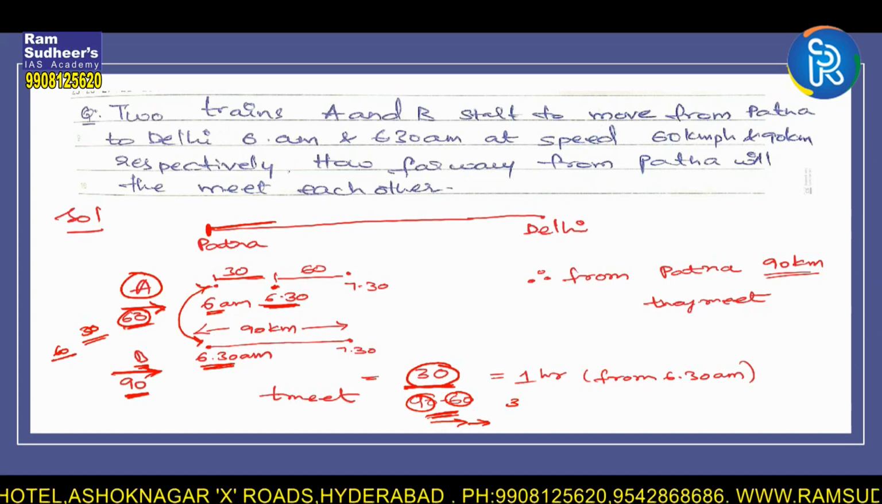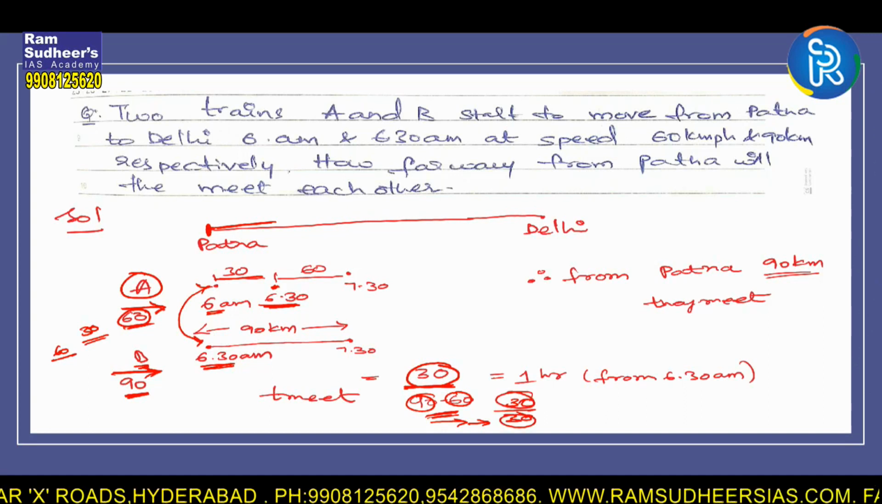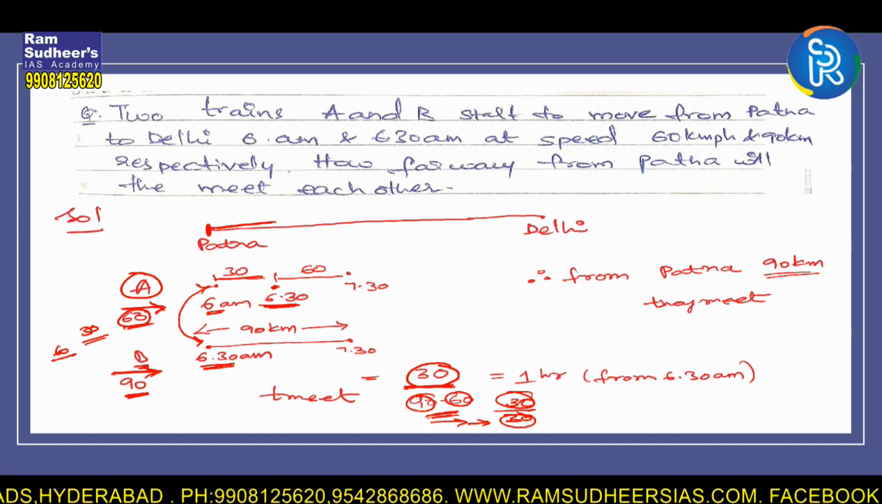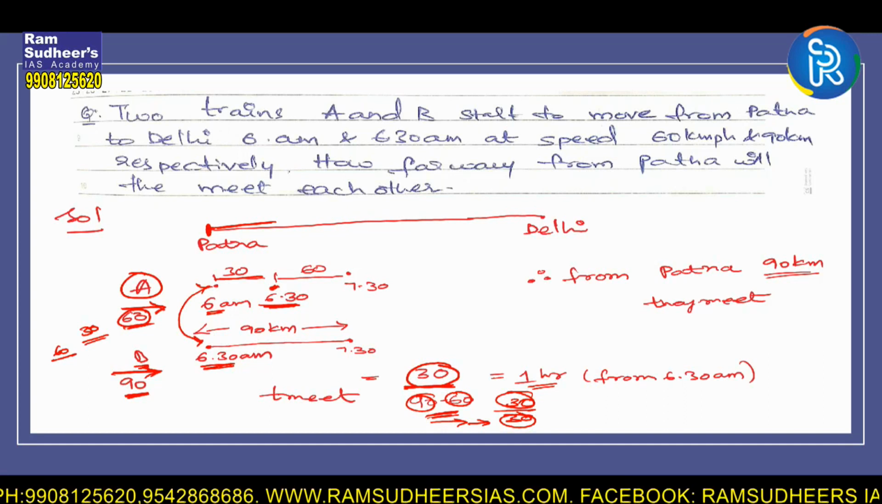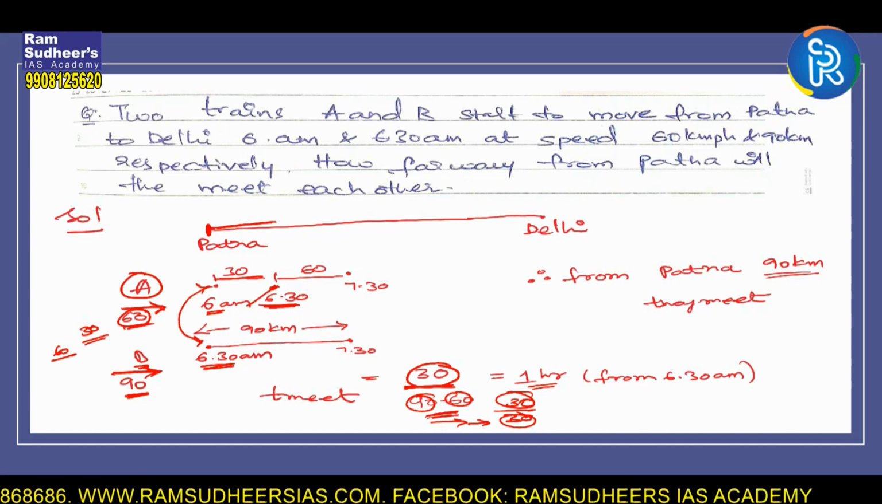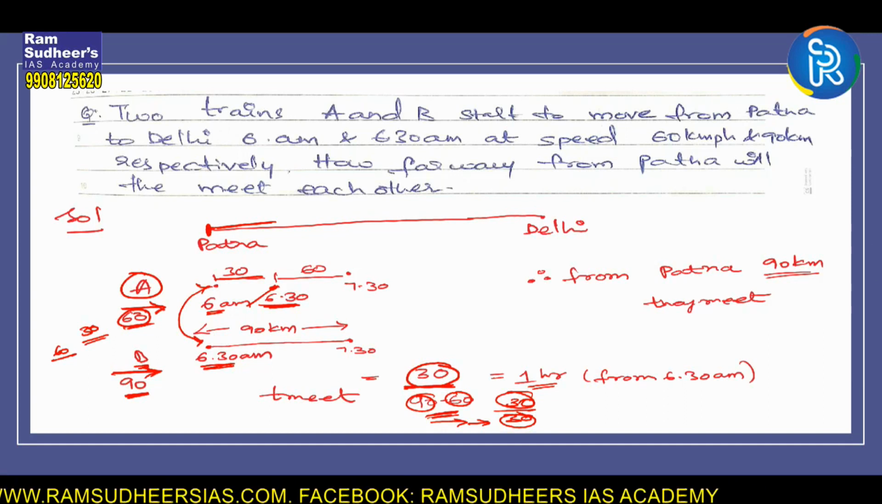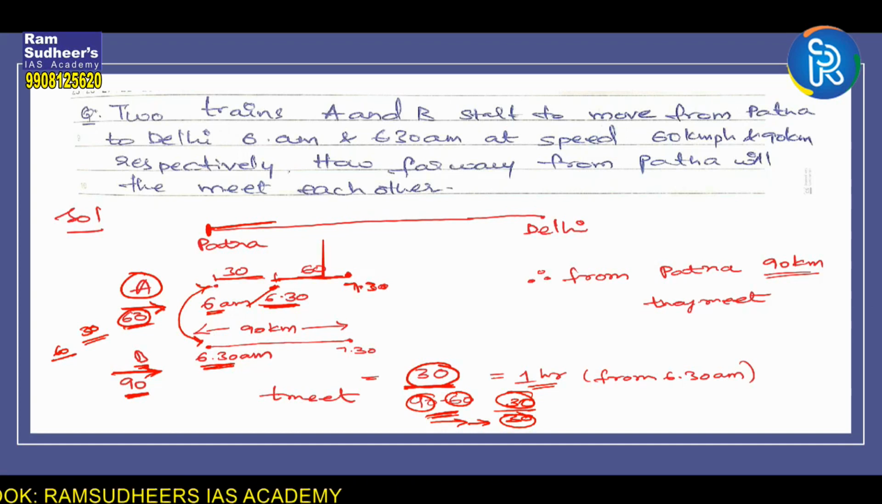Therefore our time at which they meet is 30 by 30. 30 is the distance between them and 30 is the relative speed, which would be 1 hour. They would be meeting 1 hour after 6:30, because it is calculated from 6:30. So from 6:30, A would travel 60 kilometers in 1 hour. By 7:30, it would be over here. Therefore, the distance from Patna to this point at 7:30 is 90 kilometers.